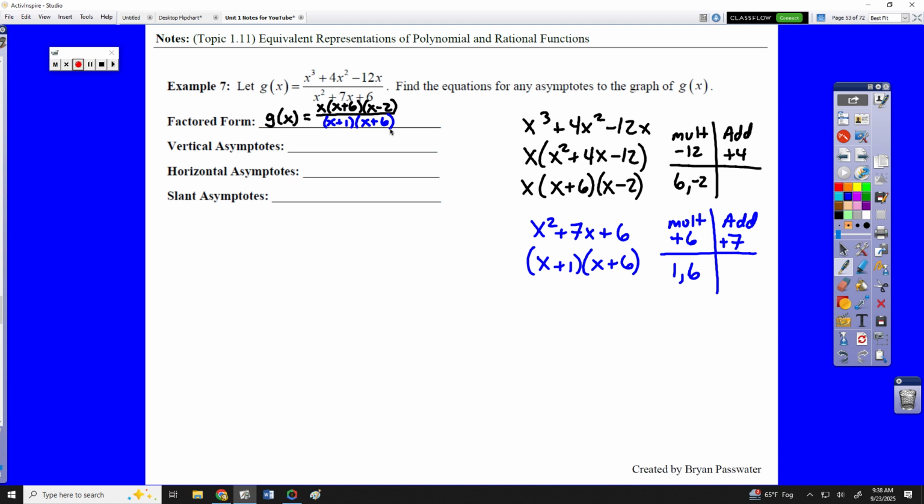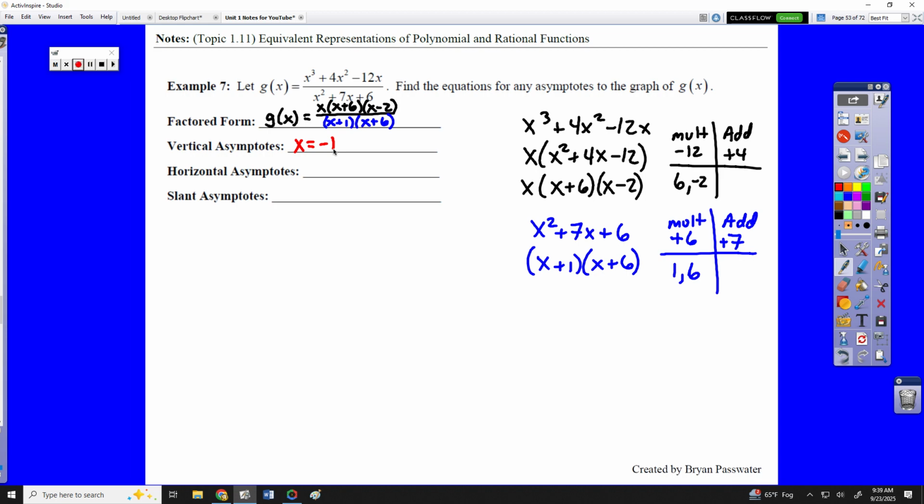Now the reason we need that is to recognize the difference between our undefined values, whether they are vertical asymptotes or holes. If you notice, the x plus 6 would cancel, which means we do not have a vertical asymptote at negative 6. We have a hole at negative 6. So the only other undefined value is x plus 1. That factor would still be in the denominator. So I have a vertical asymptote at x equals negative 1 because that x plus 1 would not cancel out of the denominator. Now for the other two asymptote options here, horizontal and slant, it will not have both. It will have one or the other.